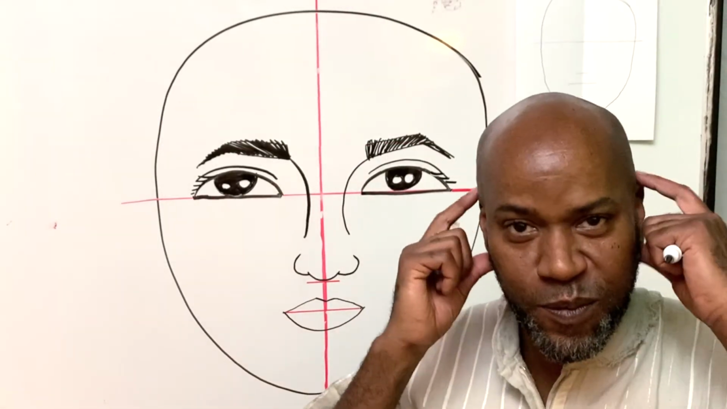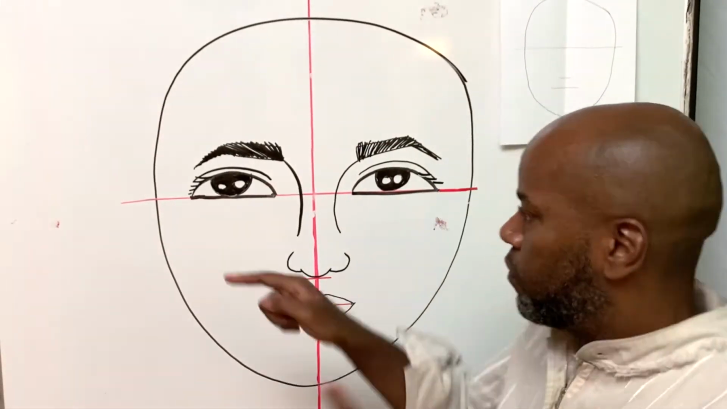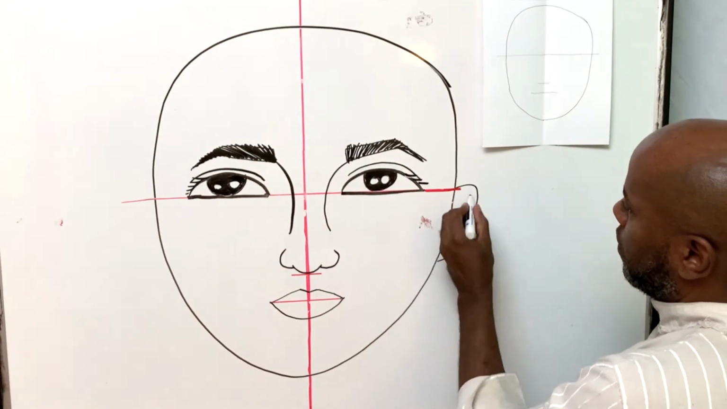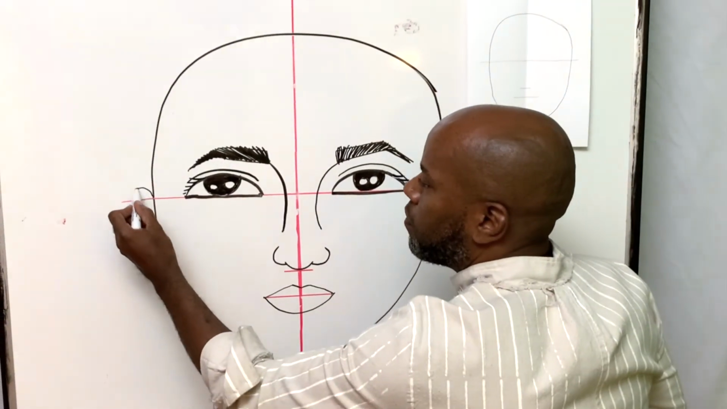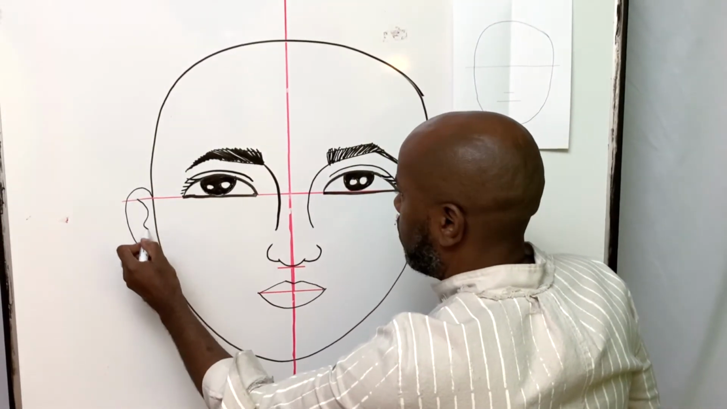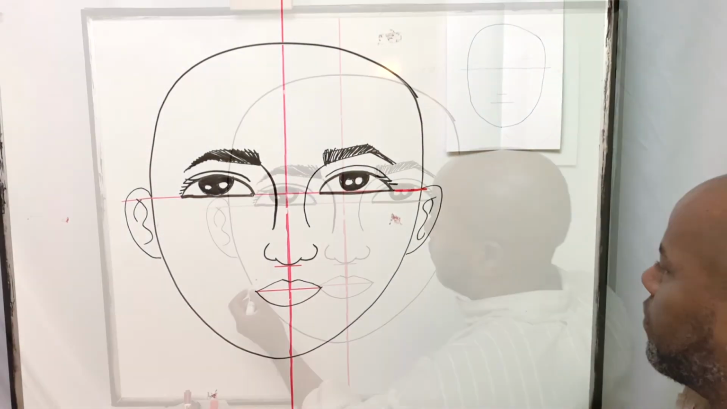To create our ears, we'll use the guideline we use for our eyes to show us where the top part of our ear begins. Once you make your ear shapes, don't forget to put some little squigglies in them.